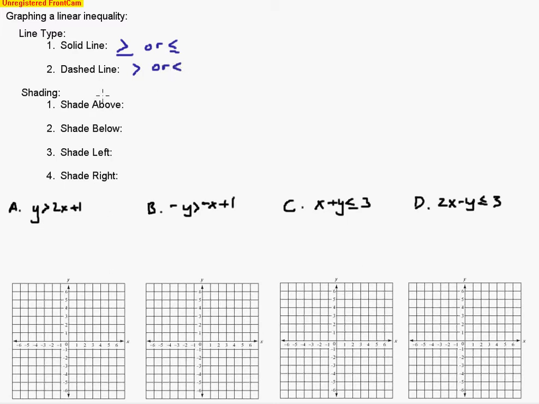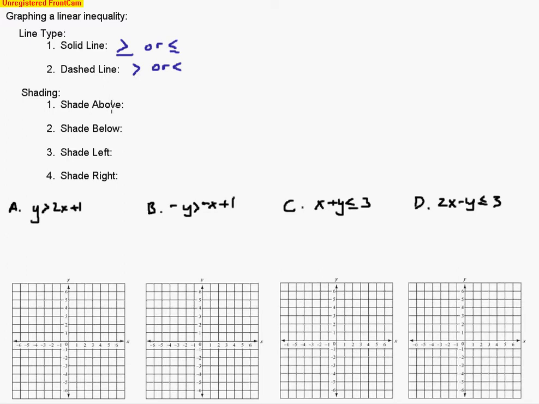Now the shading. The shading represents where the solutions are. So the solutions are either going to be on one side of the line or the other. And the solutions mean that a value works for the equation. We'll give an example of that afterwards.